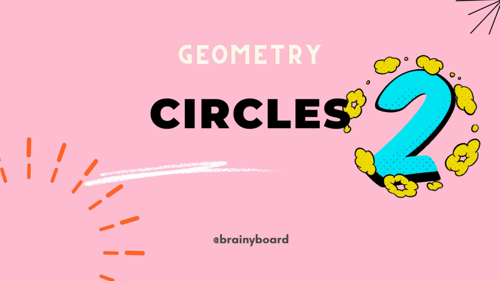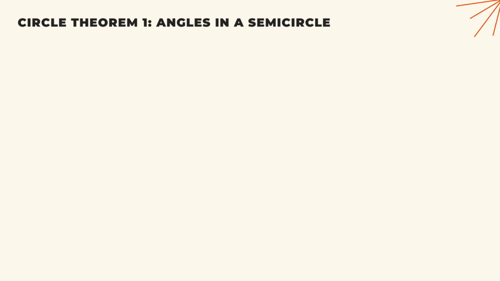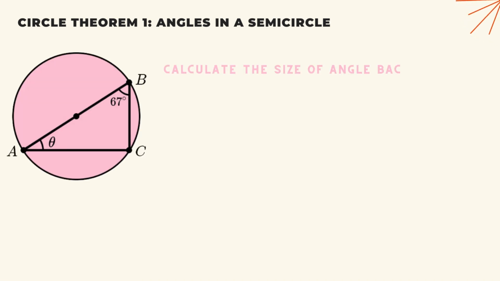First problem. ABC is a triangle where A, B and C lie on the circumference and AB is a diameter. Angle ABC equals 67 degrees. We are supposed to calculate the size of the angle BAC, denoted with the letter theta.